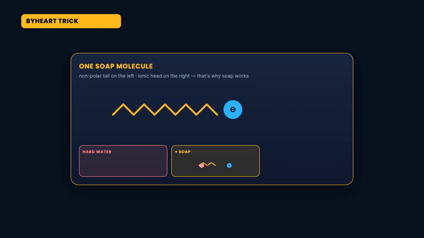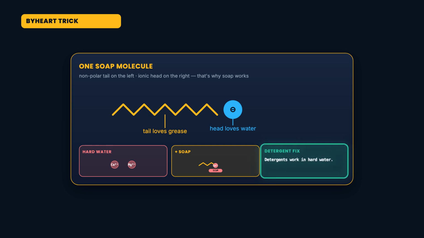7. Soap is two-faced. Tail loves grease, head loves water. Micelle forms, dirt lifts. Hard water? Soap forms scum because calcium and magnesium ions bind it. Detergents work in hard water, that's the difference.